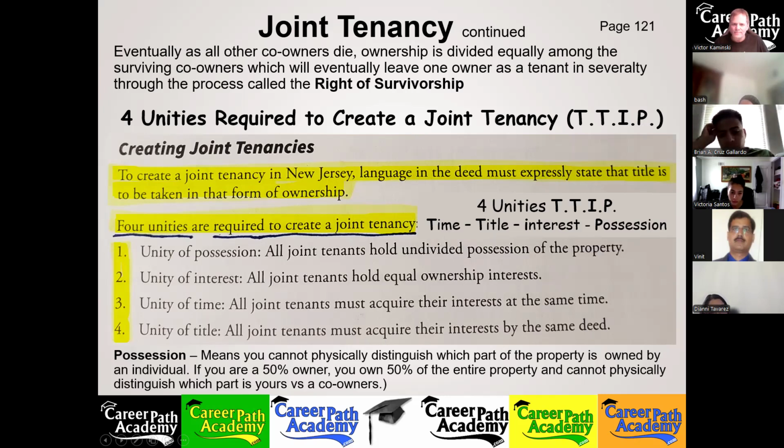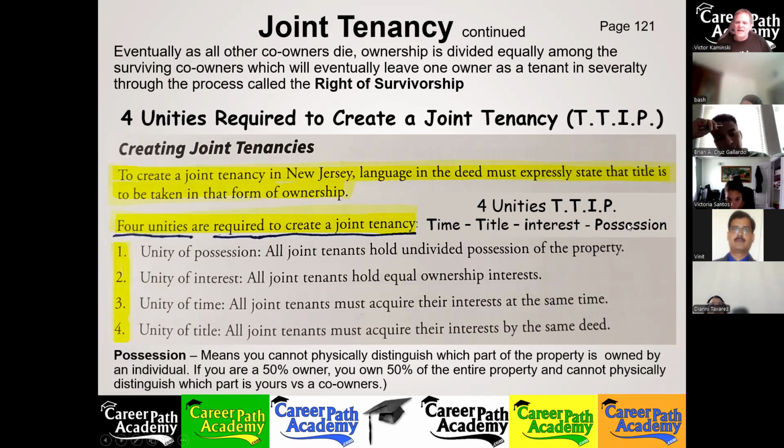The unity of interests. All joint tenants hold equal ownership shares of interest. In other words, you can't have one owner who's 25% owner and another one at 75%. They all have to have equal ownership shares. In tenancy in common, the owners can have unequal ownership shares, but in a joint tenancy, they must be equal. Otherwise, it's not a joint tenancy.